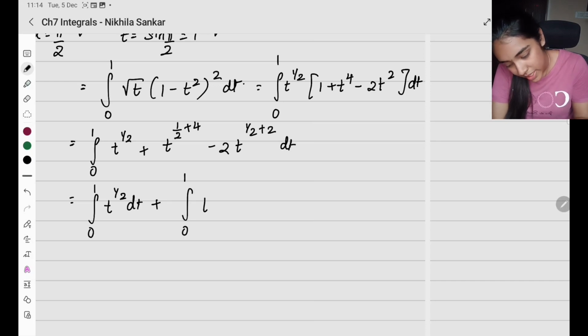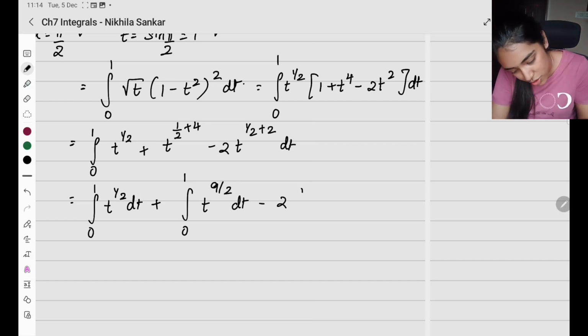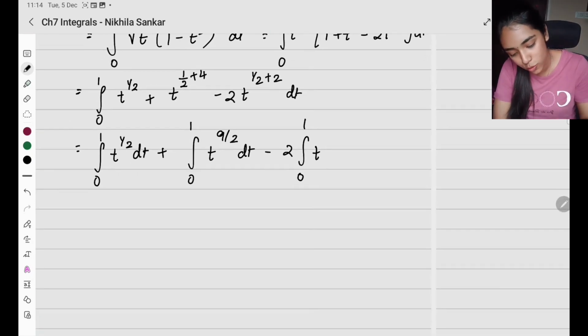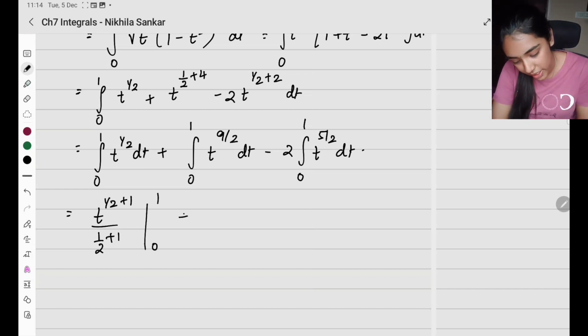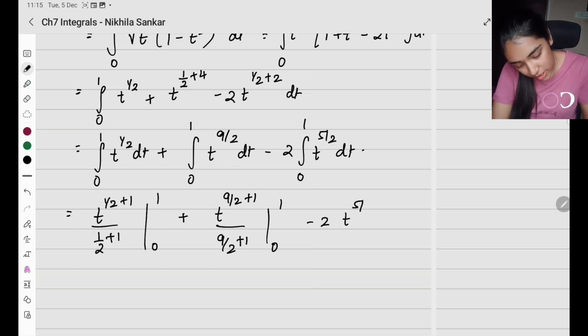So when I simplify, I have 0 to 1 t to the power half dt plus, here, 0 to 1 t to the power, taking the LCM, 4 2s are 8 plus 1, 9 by 2 dt, minus 2 is a constant, 0 to 1 t to the power 1 by 2 plus 2, which is going to be 2 2s are 4, so 5 by 2 times dt. Now t half plus 1 divided by half plus 1 from 0 to 1, I will do one term, plus here t to the power 9 by 2 plus 1 divided by 9 by 2 plus 1 from 0 to 1 minus 2 times t to the power 5 by 2 plus 1 divided by 5 by 2 plus 1 from 0 to 1.